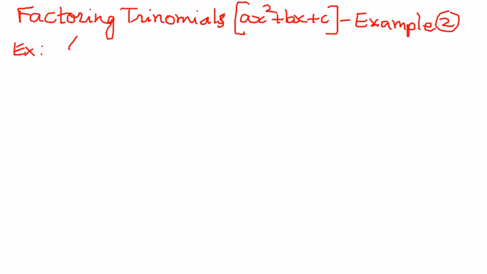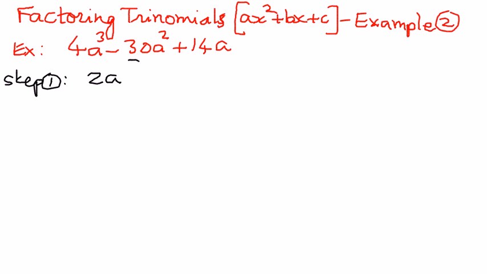So the example we have is 4a to the power of 3 minus 30a to the power of 2 plus 14a. As we can see in step number 1, between 4, 30 and 14, 2 is common, and a is common throughout. So if I pull out 2a, what is left? I am left with 2a to the power of 2 minus 15a plus 7, isn't it?